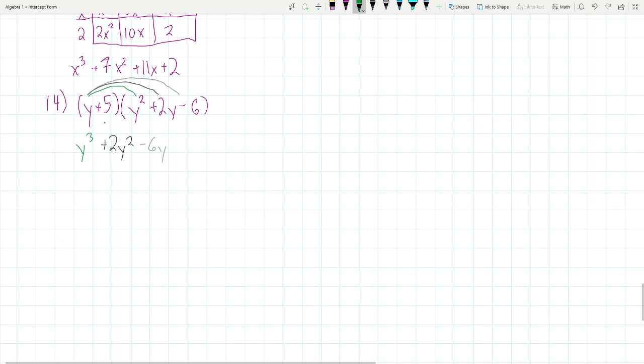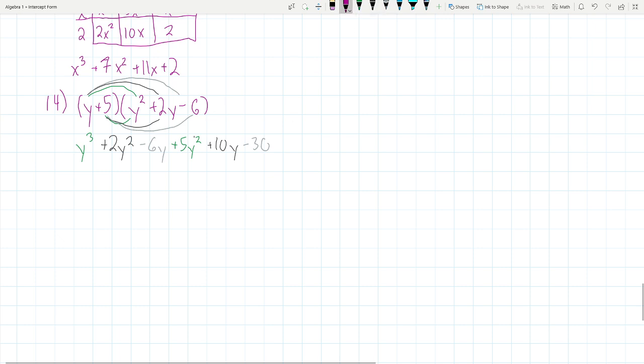Now I'm going to start the same thing over with the 5. So I go 5 times y squared, that's positive 5y squared. I go 5 times positive 2y, so that gives me positive 10y. And then I go 5 times negative 6, and so that gives me negative 30.